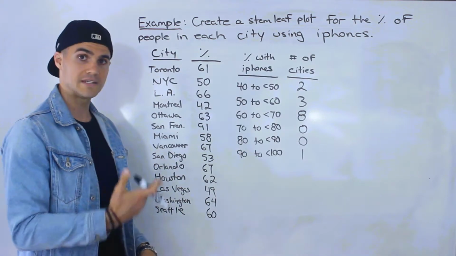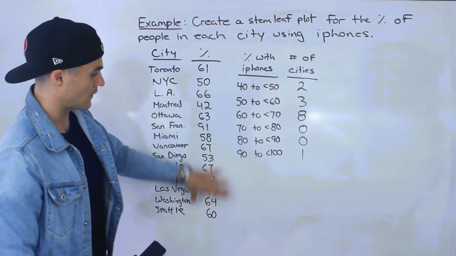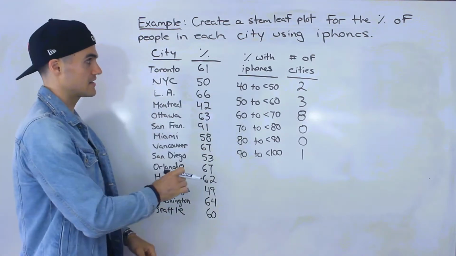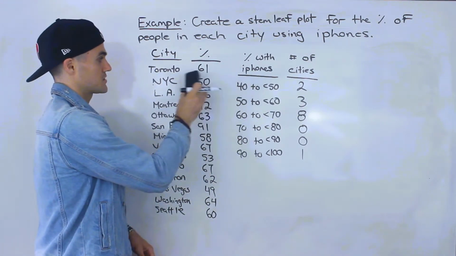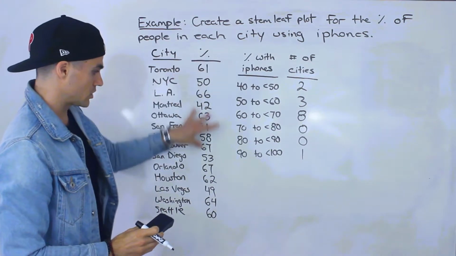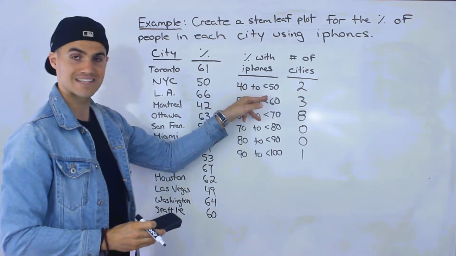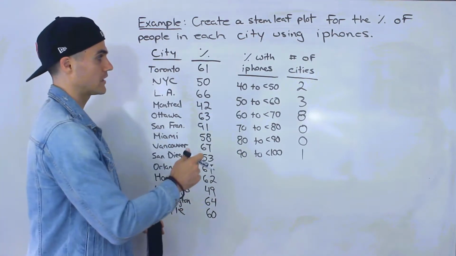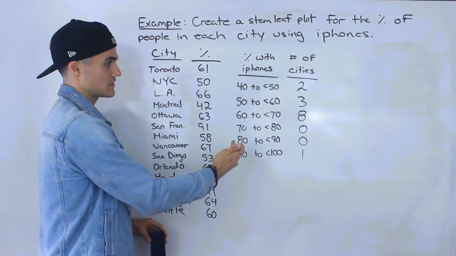So to quickly review what we did in the previous video on this same data, we took this quantitative variable here, which remember is the percentage of the population in each of these cities that is using iPhone. So 61% of Toronto is using an iPhone, 50% in New York City is using an iPhone, etc. So we took this percentage and made intervals for it. So 40 to less than 50, and then 50 to anything less than 60, etc. And then we counted the number of cities, or the frequency, that fell into each interval.